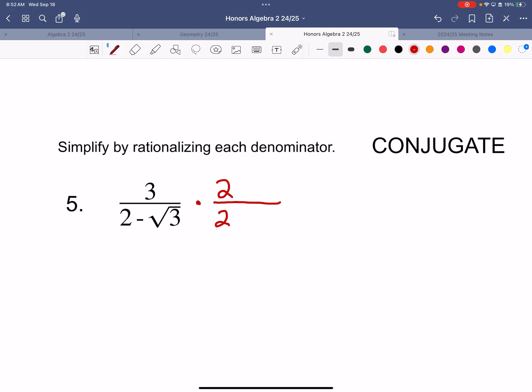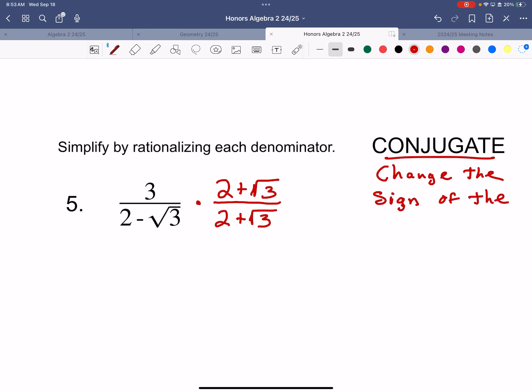What the conjugate does is change the sign of your radical. The number stays the same. The sign of the radical changes. So it was minus the square root of 3. The conjugate of this is going to be 2 plus the square root of 3. So when we're talking about a conjugate, we're going to change the sign of the radical. Leave the number alone, but change the sign of the radical.